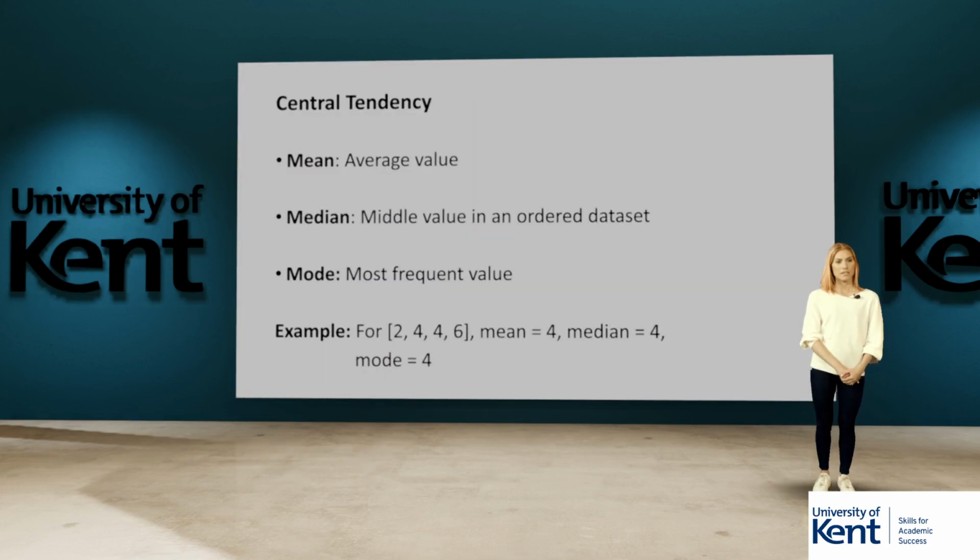Measures of central tendency help identify the typical value in a data set. The mean is the average, calculated by adding all the numbers and dividing by how many there are. The median is the middle value when the data are ordered, and the mode is the value that appears most often. In this example, 2, 4, 4, and 6, all three of these values turn out to be 4.